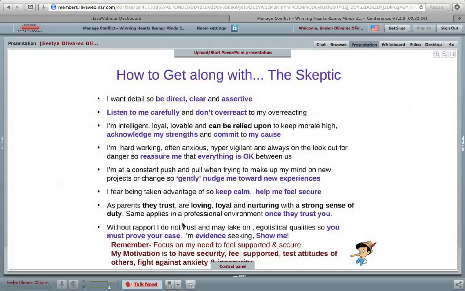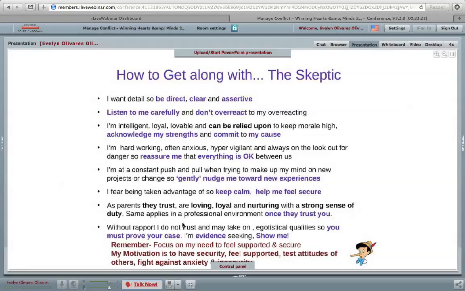between us. I'm a constant push and pull, constantly trying to make up my mind of how to move forward with these projects or change. So gently nudge me toward new experiences. I fear being taken advantage of, so keep calm. Help me feel secure. As parents, they trust. They're loving, loyal, and nurturing with a strong sense of duty. And the same applies in a professional environment.